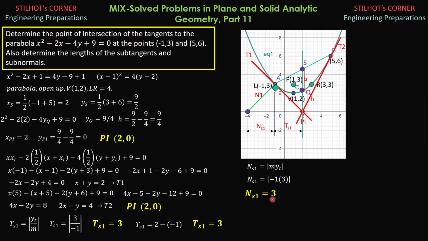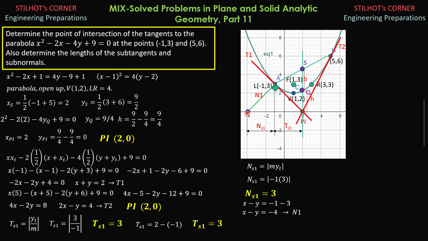So another way to solve for subnormal 1 is to find the equation of normal 1. Since the slope of tangent 1 is negative 1, the slope of normal 1 is positive 1. And it is represented by x minus y. You just interchange coefficients, then change the sign also. x minus 1 equals xt negative 1 minus yt 3. So x minus y equals negative 4. That's n1.